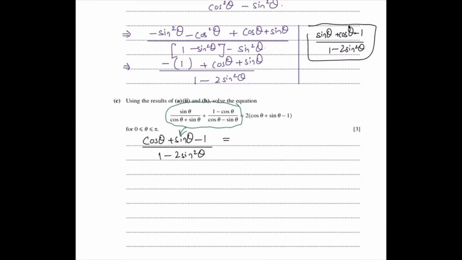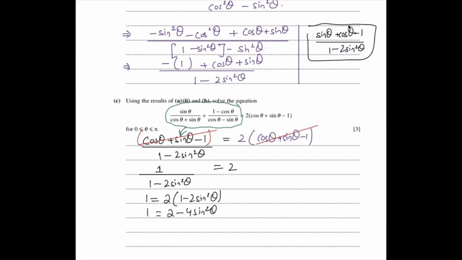And the right hand side they have given us is 2 times cos theta plus sine theta minus 1. So if you consider the numerator on the left hand side and on the right hand side, they are identical, so they can be cancelled out. So now you're going to be left with 1 in the numerator divided by 1 minus 2 sine square theta equals to 2. So 1 equals to 2 times 1 minus 2 sine square theta. 2 minus 4 sine square theta equals to 1.